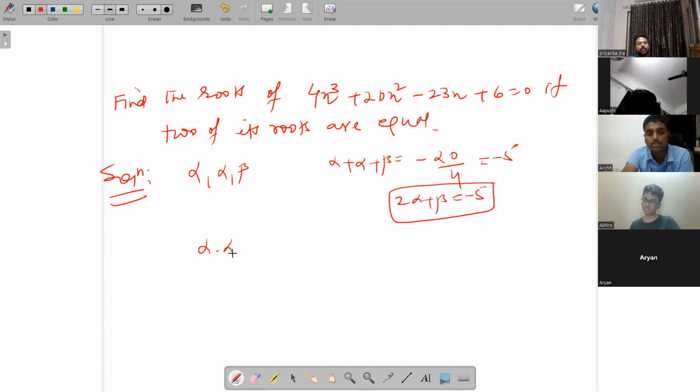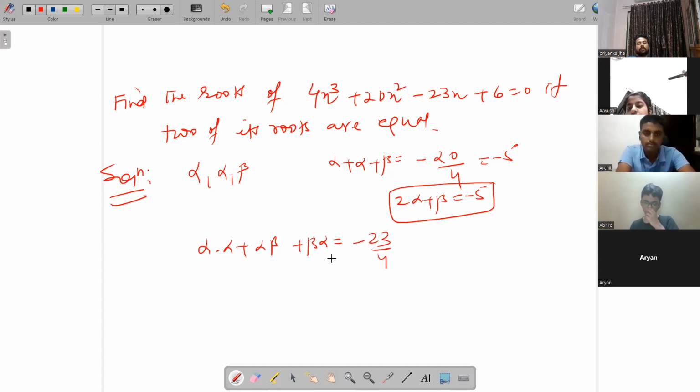Now the sum of the roots taken 2 at a time. Sum of the roots taken 2 at a time is c by a. So this is minus 23 by 4. So from here you can see one thing: alpha square plus 2 alpha into beta. For beta you can replace minus 5 minus 2 alpha from here, right?